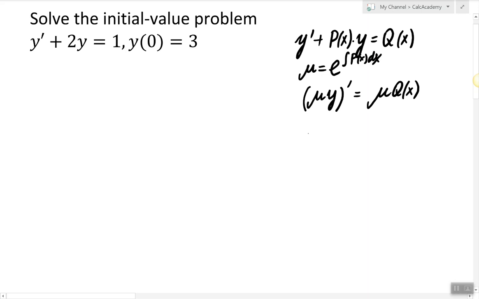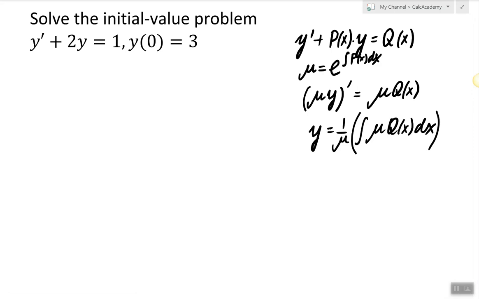And after that, we find the antiderivative of both sides, and then divide both sides by the integrating factor to isolate our function. And since we have an initial value problem, we would have to also evaluate the constant to make sure that both conditions are satisfied. So let's get started.